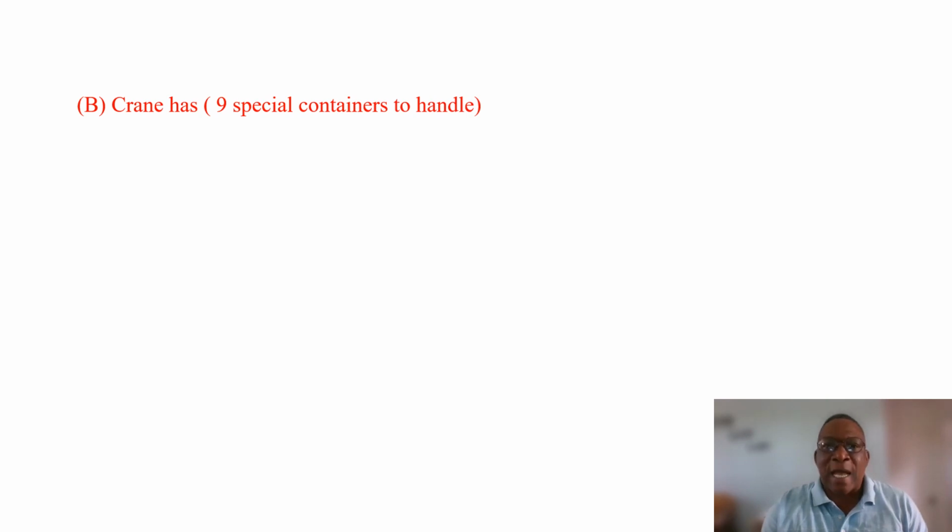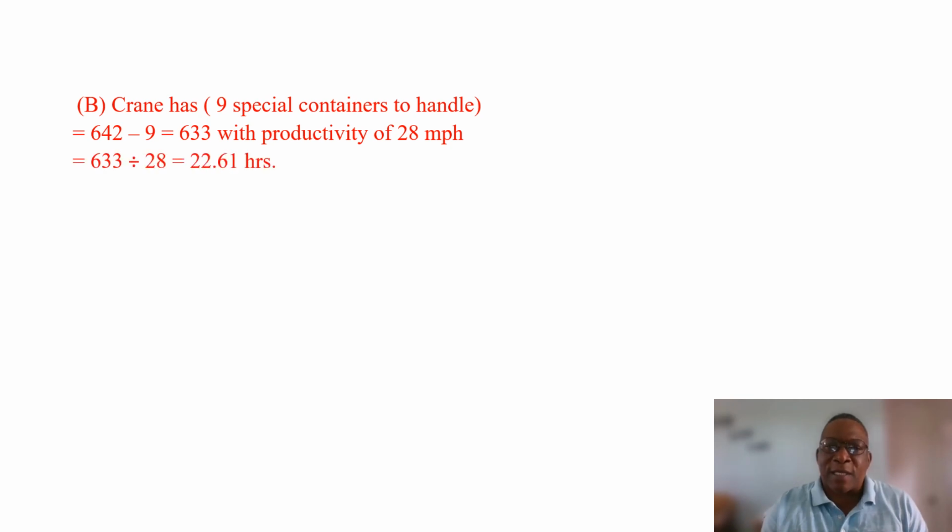Crane B has 9 special containers to handle, plus the hatch covers. Now let us look at this. 642 minus 9 leaves 633. With a productivity of 28 moves per hour, we are going to divide 633 by 28, which gives us 22.61 hours. That is 22 hours, and 0.61 times 60 gives us 37 minutes.